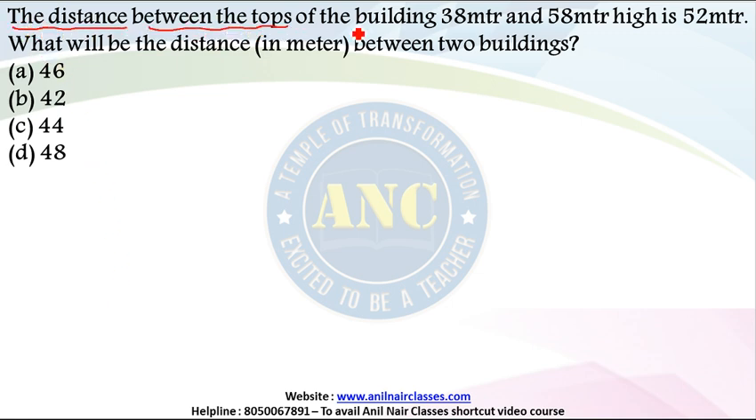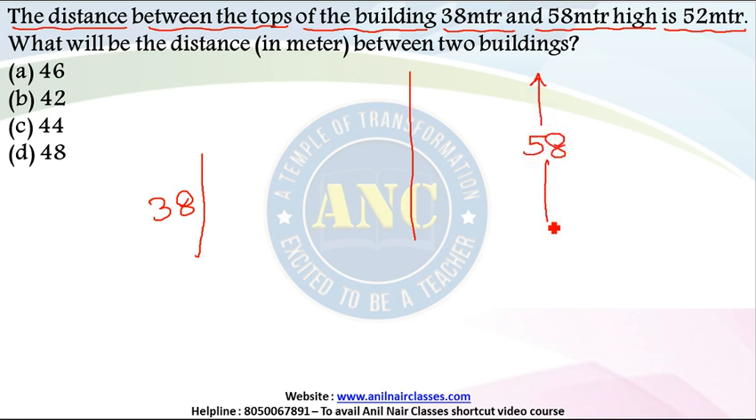The distance between the tops of the buildings 38 meter and 58 meter high is 52 meter. That means there is a building which is of 38 meter. There is another building which is of total 58 meter. That means this entire distance is 58 meters. The distance between the tops of buildings 38 meters and 58 meters is 52. It is not the distance between the bottoms that is given as 52. From the top of both the buildings, the top distance is given as 52 meters. This is the first statement.